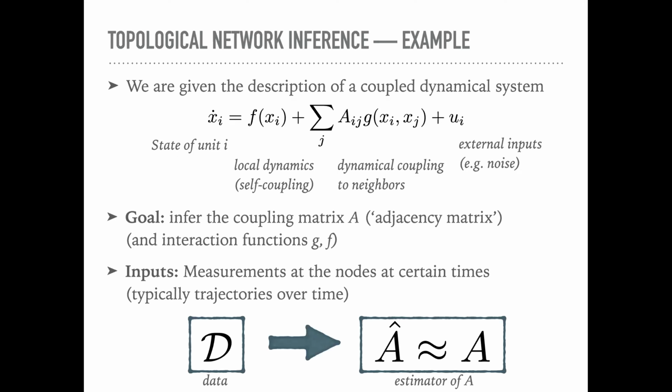So the goal here, the name of the game, is that we want to infer the coupling matrix A, and potentially the interaction functions G and F, but we'll assume here they are given. And we're given measurements at the nodes at certain times. This comes typically in the form of trajectories. So what we want to do, given this data, is get some form of A hat, which is as close as possible to the coupling matrix A. This would be the estimator. So this is the typical example.